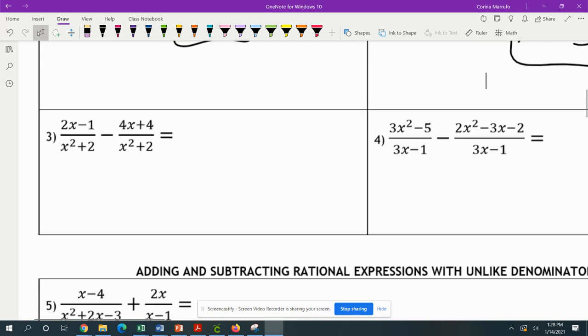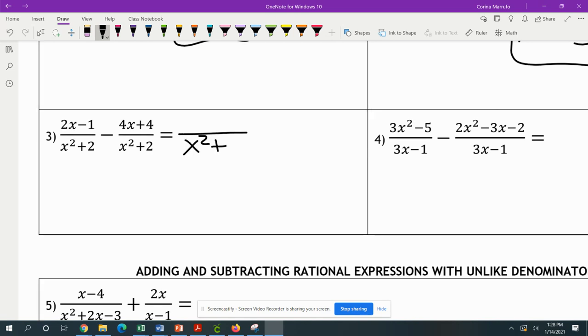Okay, now when you subtract them, it is a little bit tricky, okay? So we do have a common denominator here. That part doesn't change, x squared plus 2. You got to make sure you have that common denominator. And then on the top, I'm going to rewrite it, 2x minus 1. And the reason I'm doing this is because if you have a minus here, you do have to distribute the minus to each one. Okay, so it'll be -4x. And then that +4 is going to change to a -4. Okay, that's very important.